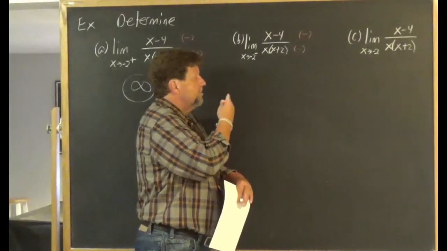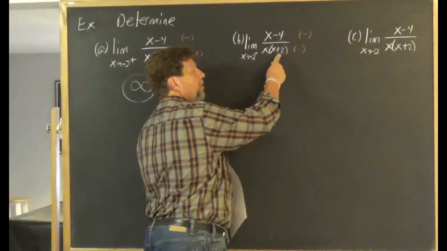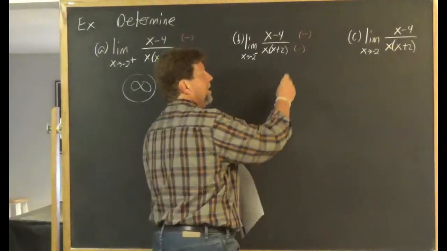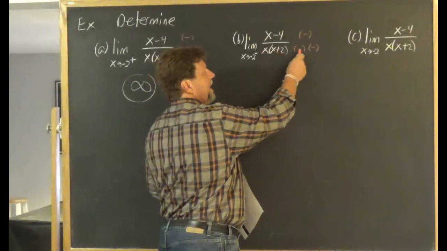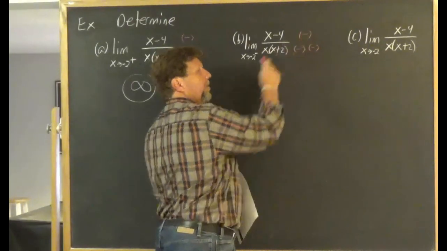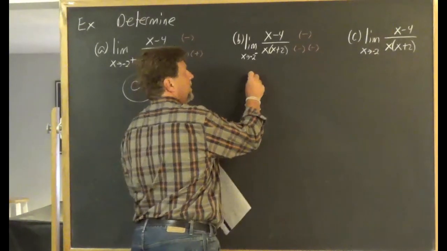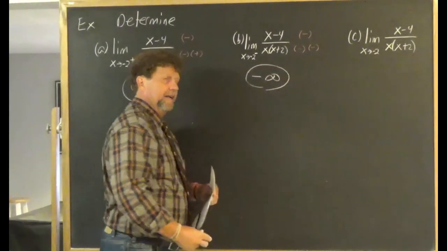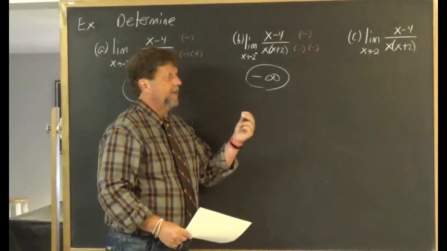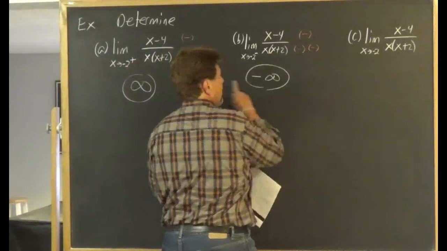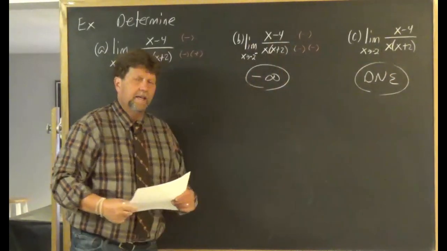So if you're a little bit to the left of negative 2, say negative 2.1, negative 2.1 plus 2, well, that would be a negative number. So check it out. The denominator would be a negative times negative, which is positive. The numerator is negative. So negative divided by a positive, that's negative. This limit is negative infinity, which means in part C, the limit as x approaches negative 2, because these are not the same thing, the limit does not exist.